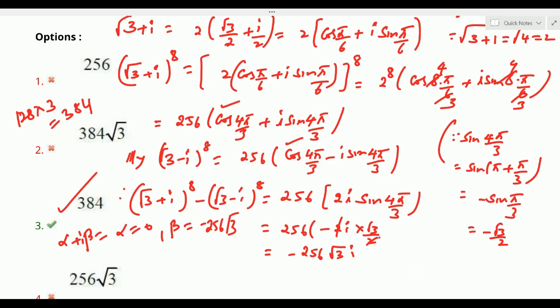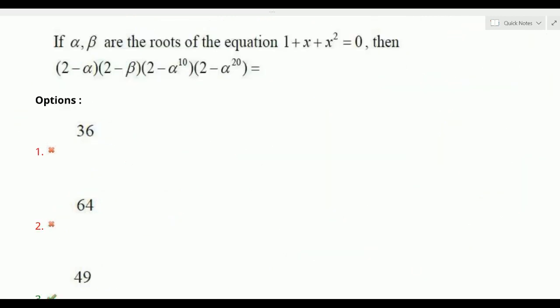Now we'll see the next question. What is given in this question? If alpha, beta are roots of the equation 1 plus x square equals 0, then find the result: 2 minus alpha into 2 minus beta into 2 minus alpha power 10 into 2 minus alpha power 20. We have to find out the roots alpha, beta of this equation.